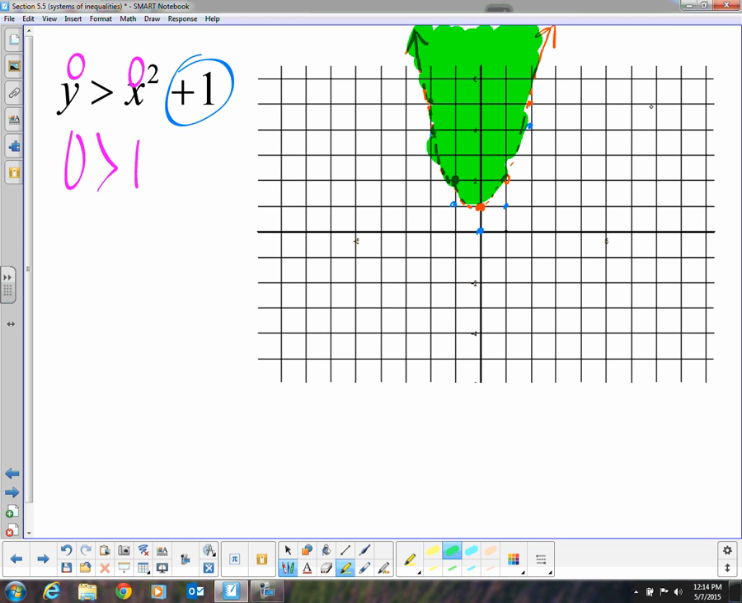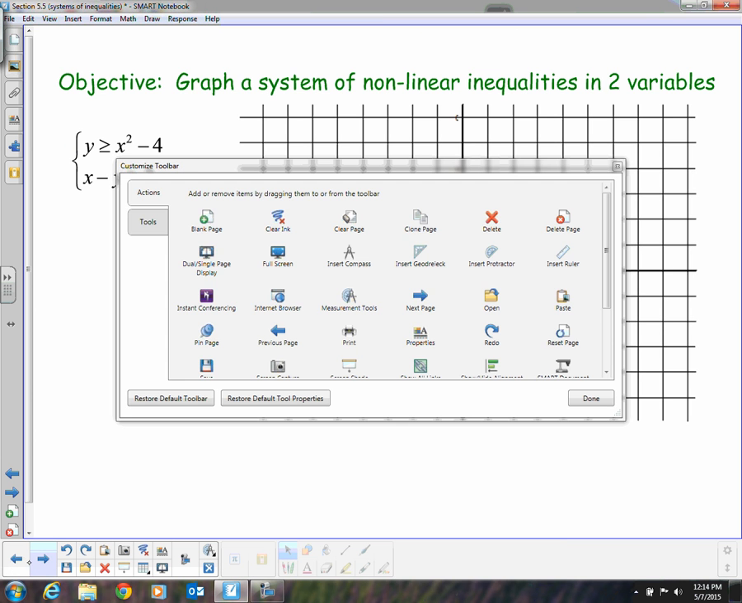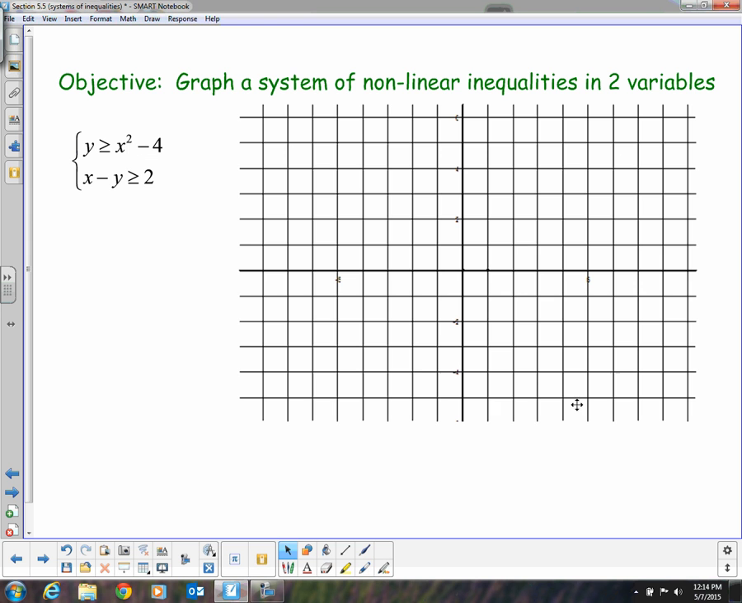Any questions? How do we know this is not a circle? Right, y is not squared. So you have to be able to graph a circle, you have to be able to graph a parabola, because our ultimate goal then is to come here. So now we have a system. So what's the top one?